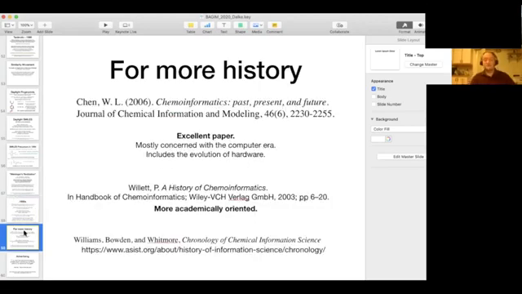So if you want more history, especially history about the 70s and 80s, it's not in the literature because it's all more corporate stuff. You can go see the Chin paper from 2006. And a more academic-oriented view is from Peter Willett, with a nice little timeline at the bottom.